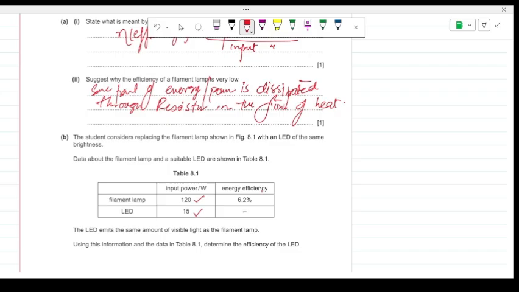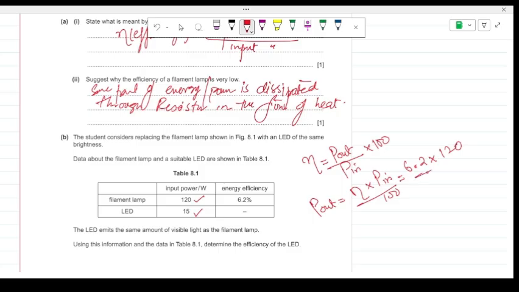So first we have to calculate the power output. When we get the power output, we can calculate the efficiency of the LED. To calculate this, we apply the same formula as we discussed above. The efficiency can be written as power output divided by power input multiplied by 100. So we rearrange the formula as efficiency times input power divided by 100. So efficiency is 6.2 multiplied by input power, which is 120, divided by 100. When you do the maths, you get a value approximately equal to 7.44 watts. This is the output power.